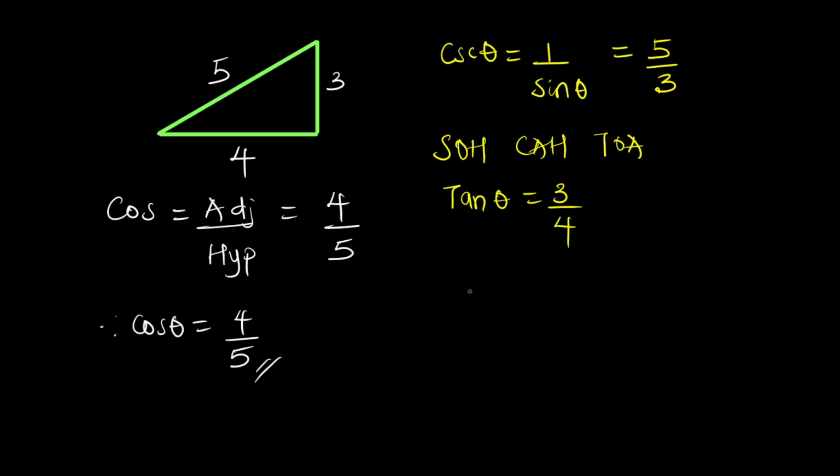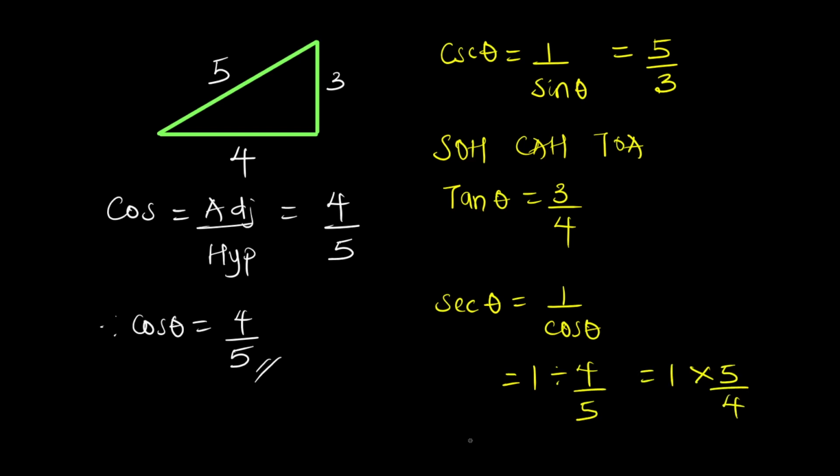Lastly, let's find our sec theta. Sec theta is equal to 1 over cos theta. We already have that our cos theta is given to be 4 over 5. This entails that we are going to have 1 divided by 4 over 5, which is the same thing as 1 times 5 over 4. Hence, we are going to have that our sec theta will be equal to 5 over 4.